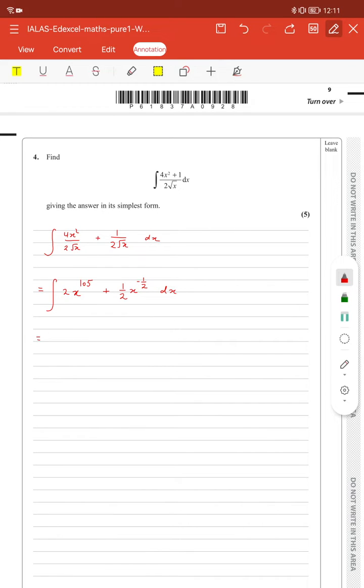So remember, when we integrate, we raise the power by 1 and divide by the new power, which would give us 4 over 5 x to the power of 2.5. Raise the power by 1, that becomes a half, so plus x to the half, and don't forget your plus c. Plus c is very, very important, and you will always need that plus c.